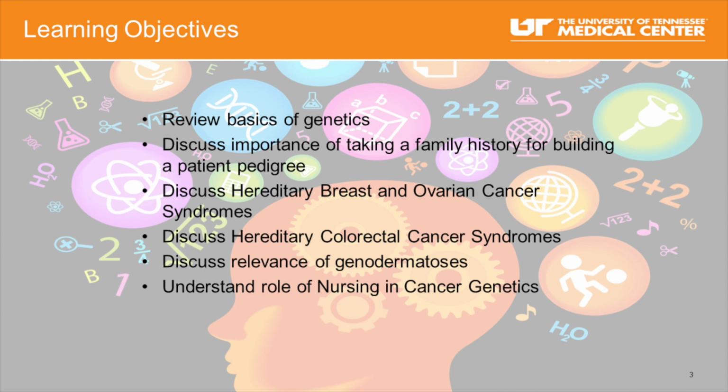So on this screen is a listing of our objectives for this talk. So we're going to, again, review the basics of genetics. We're going to talk about the importance of taking a family history and the relevance of that to genetic risk assessment for patients at an increased risk for cancer malignancy syndromes. We're going to talk about hereditary breast and ovarian cancer, hereditary colorectal cancer syndromes, genodermatoses. We're going to define that and talk about their relevance to genetic syndromes. And we're going to talk about a few other genetically influenced cancer syndromes.